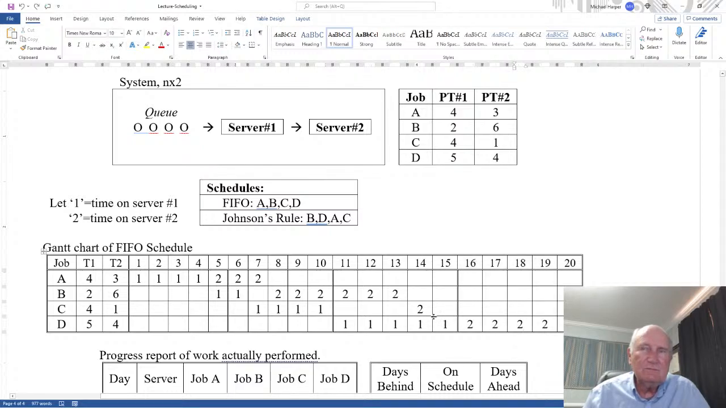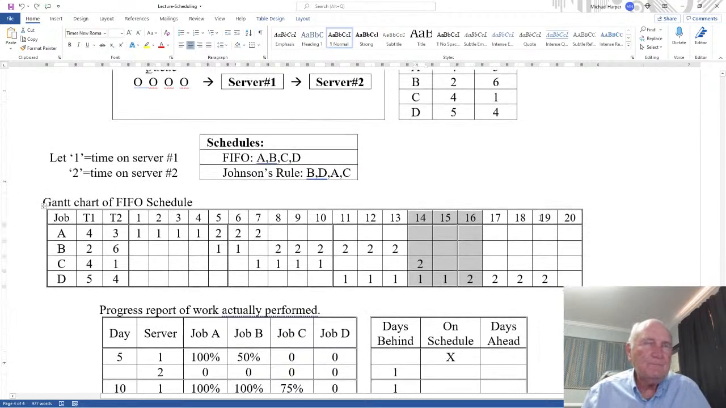Well, notice, look at days 14, 15, and 16. Day 14, server 2 is busy and server 1 is busy. Both servers are busy. So that's the best situation because both servers are processing something, and that's why the processing time can be minimized with an n/2 system when you have Johnson's rule, because they're trying to optimize the parallelism of the processing of servers 1 and 2.